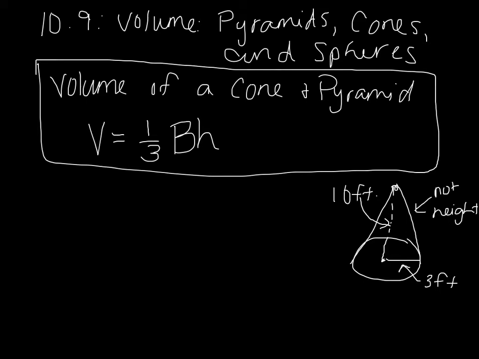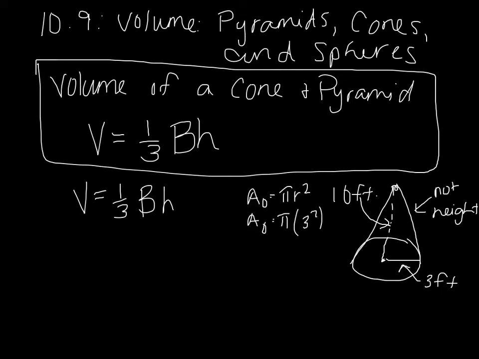Okay, so let's write our formula down. We have volume equals 1/3 area of the base times height. The base for this one is a circle, so we have to do area of the circle equals pi r squared. Area of a circle equals pi times 3 squared. Area of our circle equals 9 pi, right, because 3 times 3, don't tell me 6.